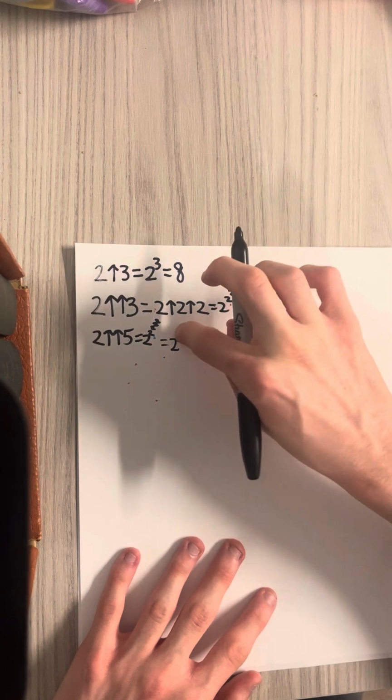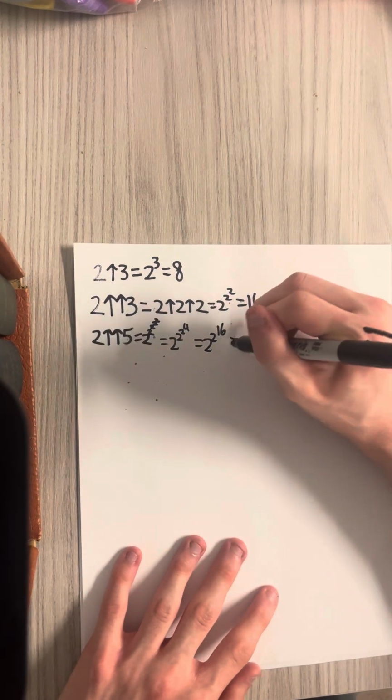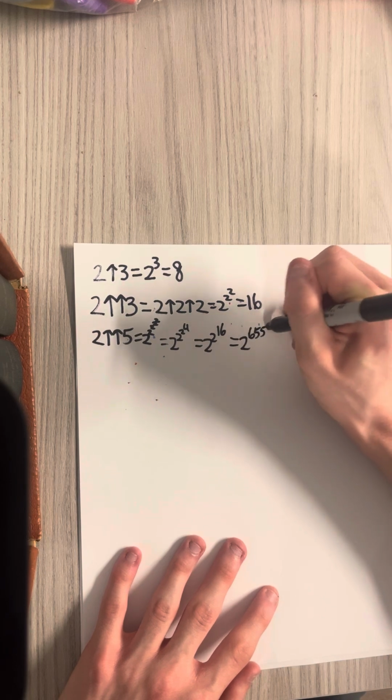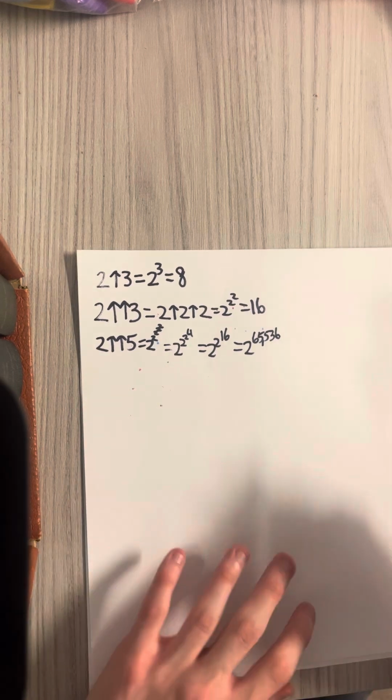2 squared is 4. 2 to the 4 is 16, so that's 2 to the 2 to the 16. 2 to the 16 is 65,536. So that's 2 to the power 65,536, which is a pretty big number.